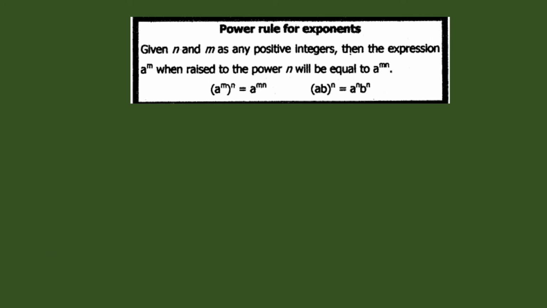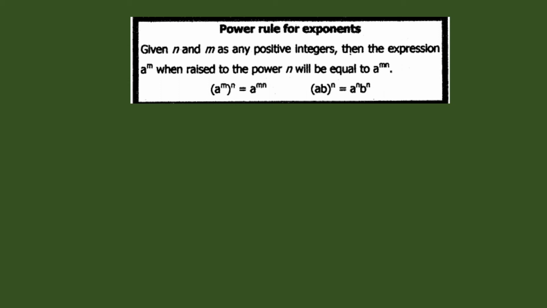So the last rule for the laws of exponents is what we call the power rule for exponents. Sometimes it is called as the exponent raised to another exponent. So for this rule, given n and m as any positive integers, then the expression a to the m when raised to the power n will be equal to a to the mn. Or in figures, you have here a raised to the m raised to the n is equal to a to the mn. That means the exponents are being multiplied.